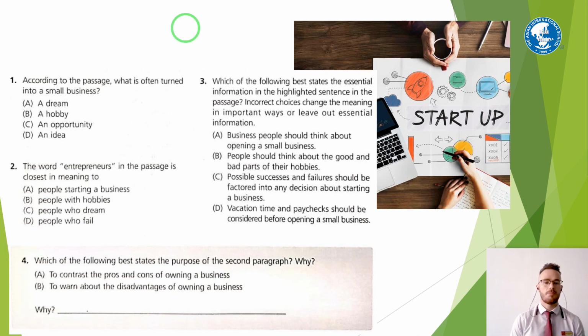Okay, so again, pause the video, please, work through these, and I will give the answers for you in just a moment. Okay, question 1. According to the passage, what is often turned into a small business? The correct answer there would be a hobby.